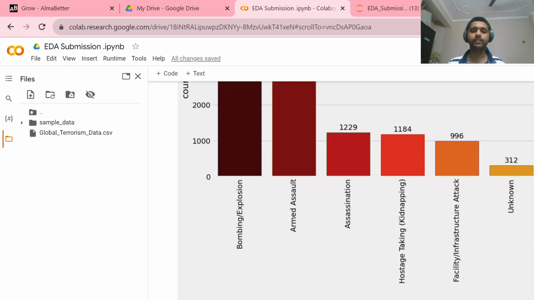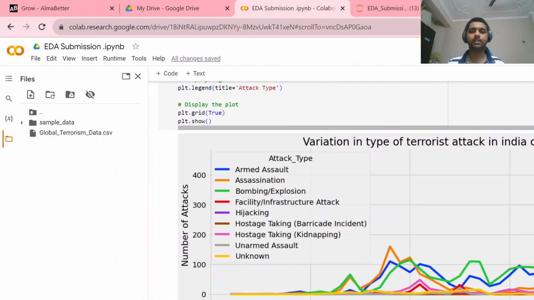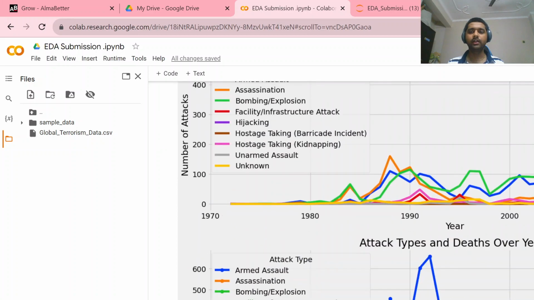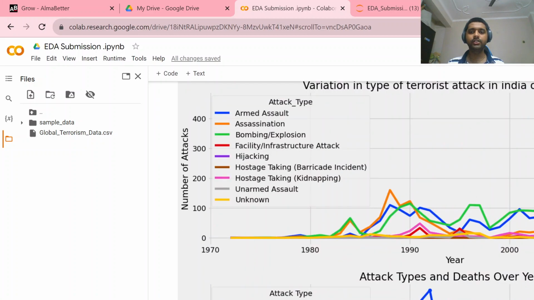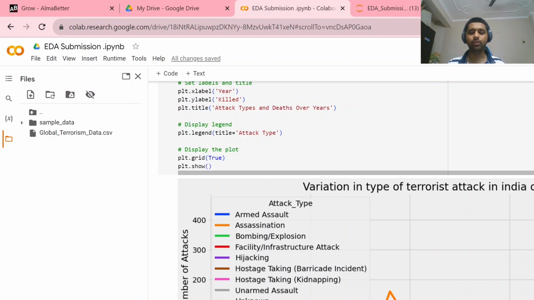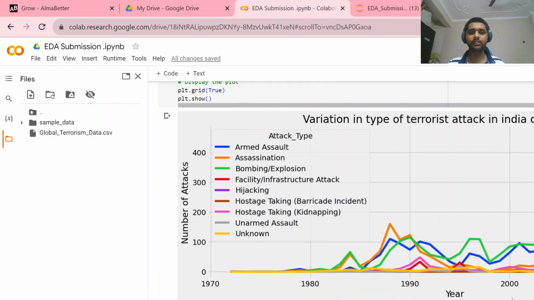Next we see the effects of these attacks and how they are changing year to year. As we can see, for bombing and explosions, this green color line is always at the top, always the highest in the last few years. This is the type of attack preferred by terrorists the most in recent years, then armed assaults and hostage taking.